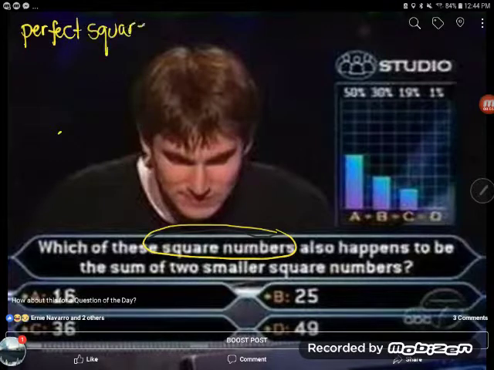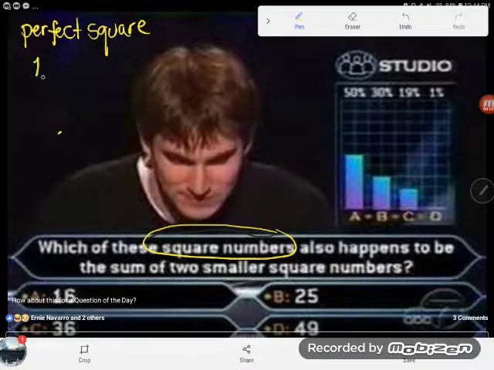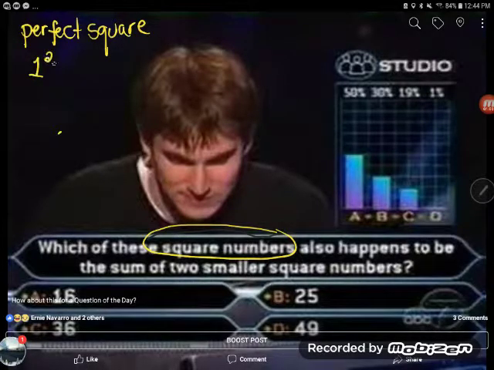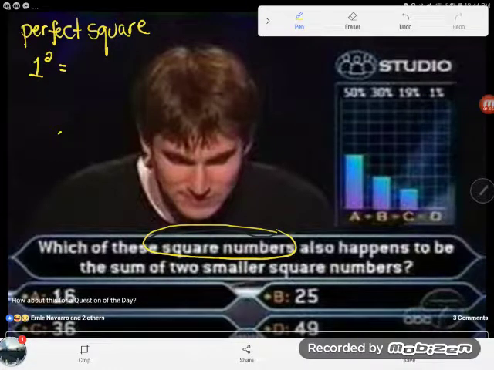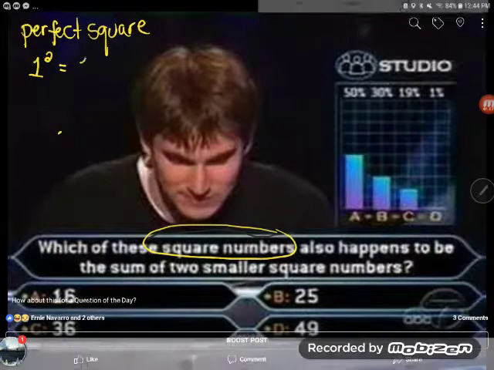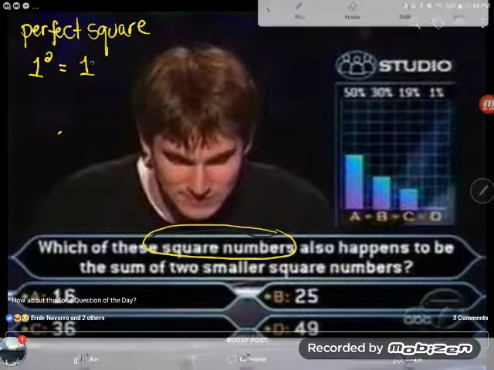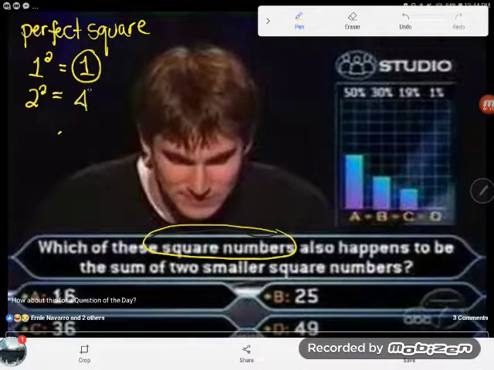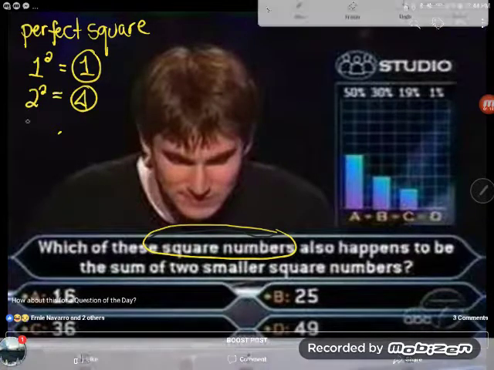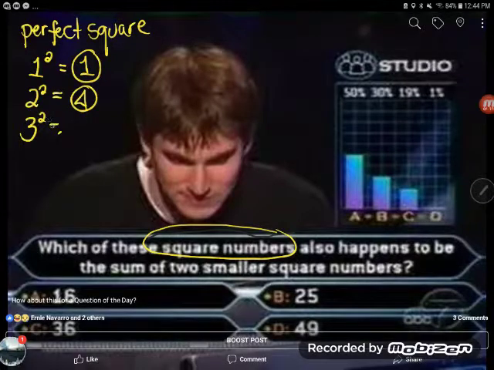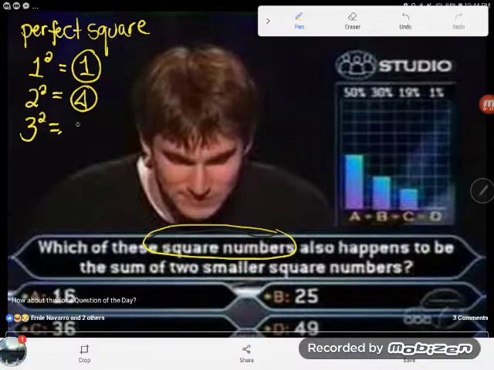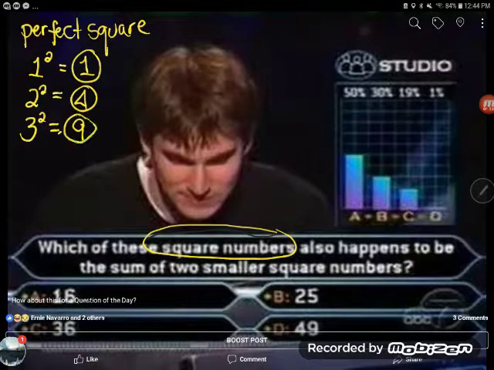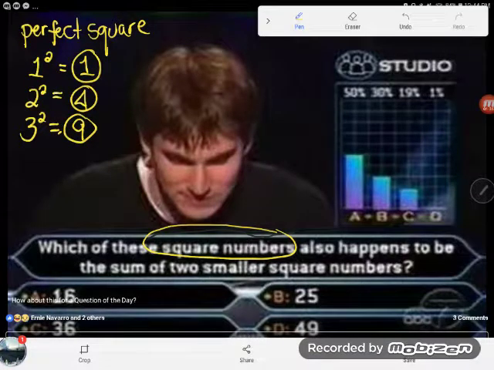So, for those of you who are mathy, you'll know it like this. 1 raised to the second power. That little power of 2 is also known as a square. And what does that mean? It means 1 times itself, which of course would just be 1. So 1 is a square number. Or if you took 2 and raised it to the second power, 2 times 2 would give you 4. So 4 is a square number. 3 to the second power, or 3 times 3, is 9. So 9 is also a square number.